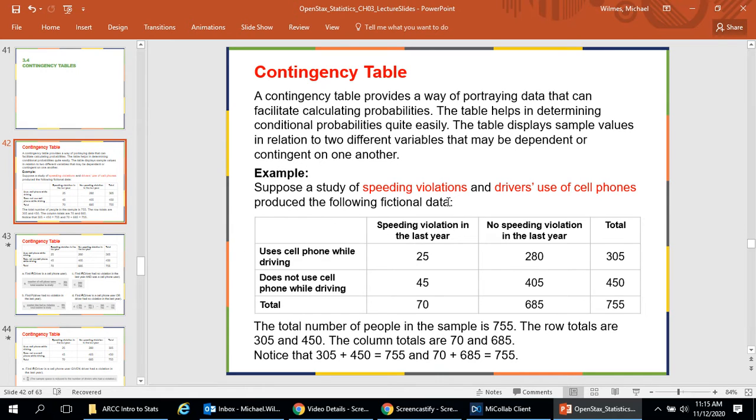So we have speeding violations and then cell phone habits while we drive our car. As we read across here, this does have totals for each row and each column. Those totals will come in handy whenever we need something out of the total. We can notice that the users using the cell phone while driving, 305, not using the cell phone, 450. That adds up to our total of 755 people. We also have this broken up by no speeding violation and a speeding violation. Those numbers also add up to 755.